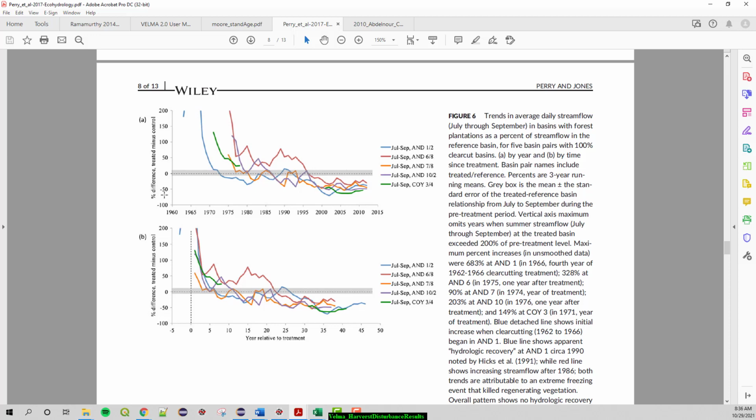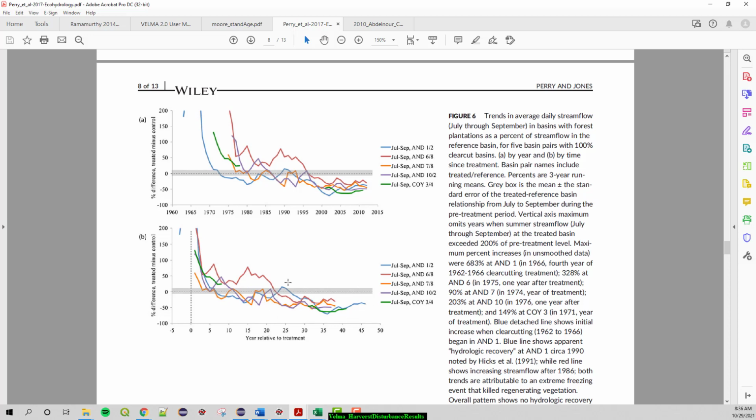And so if there's no change, you would see just the data kind of hovering around zero here. But there was a change, and so what we see here, because it's treated minus control, there was a very large increase in stream flow after the clear cut. Actually, the lower part B is a little bit easier to understand because it's relative to the treatment time. So clear cut happened, so now we're at time 0. We have an increase in stream flow, so treated minus control, the % difference, goes up. But then after a while, you can see after about 10 to 20 years, the various stands, or the watersheds, as the stands recover, then ET starts to drop.